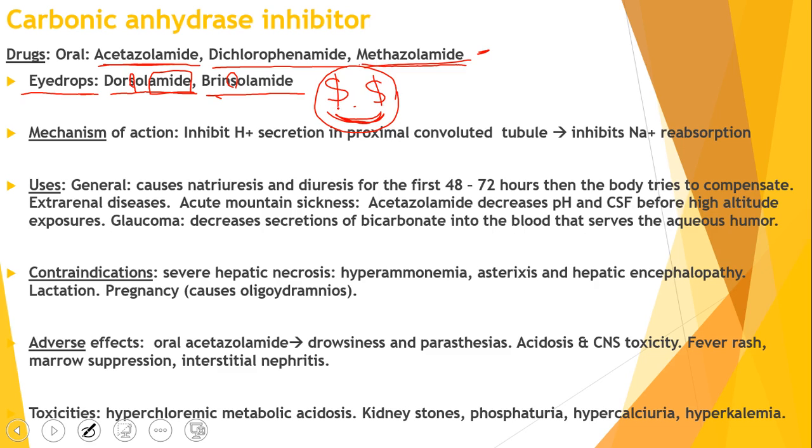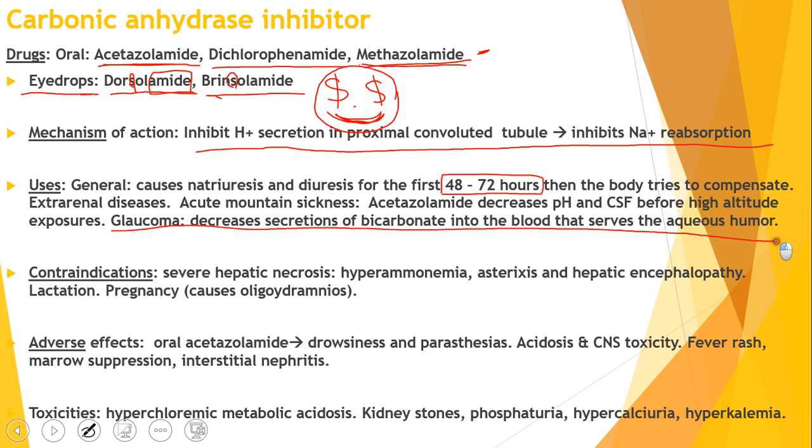Mechanism of action: inhibits hydrogen secretion of proximal convoluted tubule, inhibits sodium reabsorption. Again, we already talked about a lot of this stuff. Note here, though, is that this stuff only works for like 48 to 72 hours, and then by then your body kind of starts to compensate by producing more bicarbonate. So it only works for a little while, but in regards to glaucoma, it decreases the secretion of bicarbonate in the blood that serves the aqueous humor.